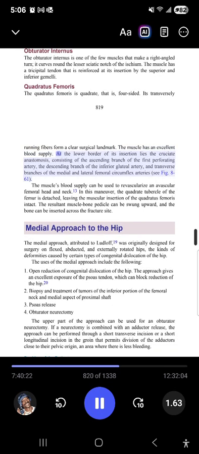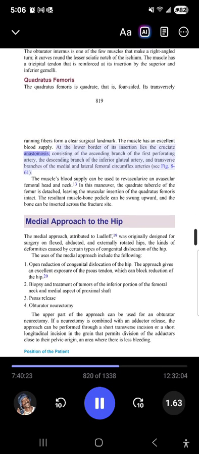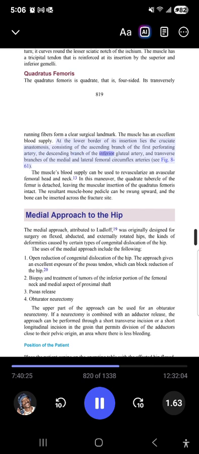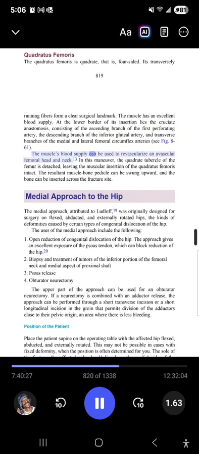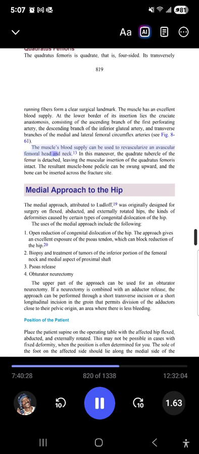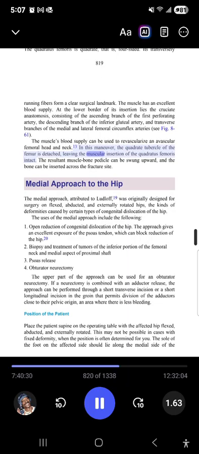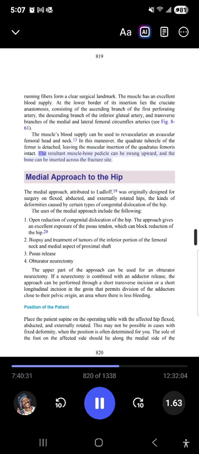At the lower border of its insertion lies the cruciate anastomosis, consisting of the ascending branch of the first perforating artery, the descending branch of the inferior gluteal artery, and transverse branches of the medial and lateral femoral circumflex arteries. See figure 8-61. The muscle's blood supply can be used to revascularize an avascular femoral head and neck. In this maneuver, the quadrate tubercle of the femur is detached, leaving the muscular insertion of the quadratus femoris intact. The resulting muscle-bone pedicle can be swung upward, and the bone can be inserted across the fracture site.